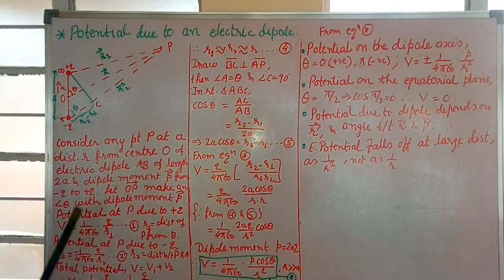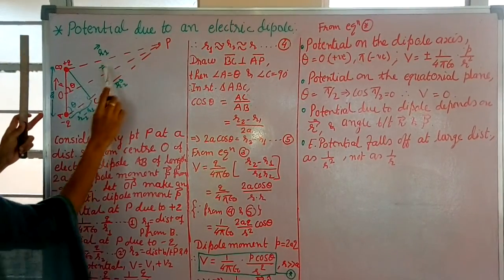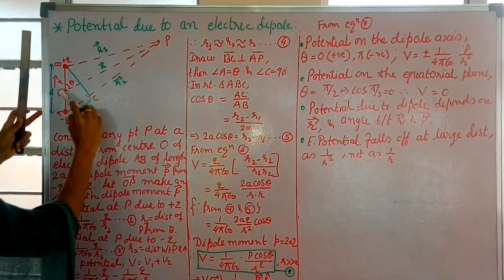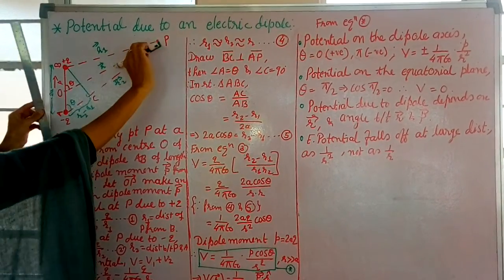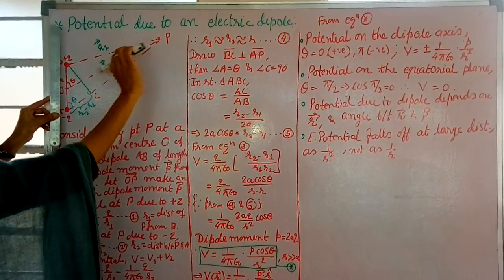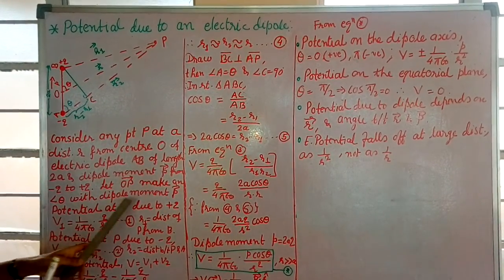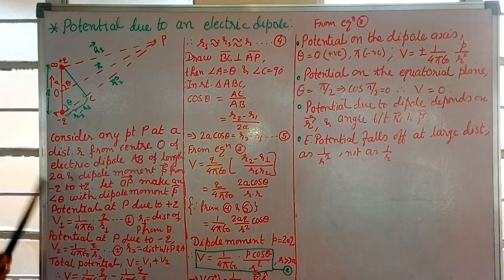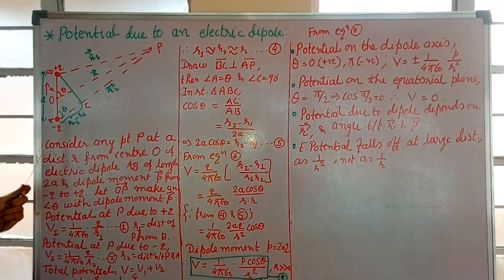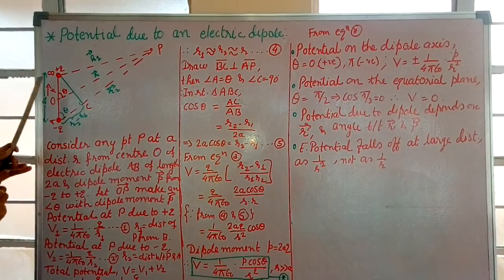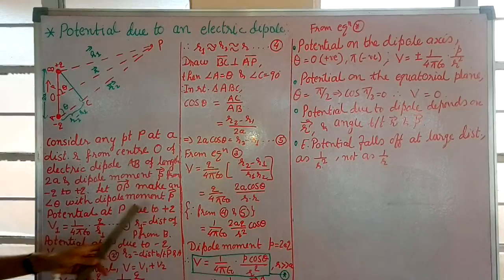Then let OP make an angle theta with the dipole moment p. Now you join OP, this is the r position vector of P, and it makes an angle theta with the dipole. Now we have to find the potential at P due to plus q, minus q, and together. First I will consider the potential at P due to plus q.